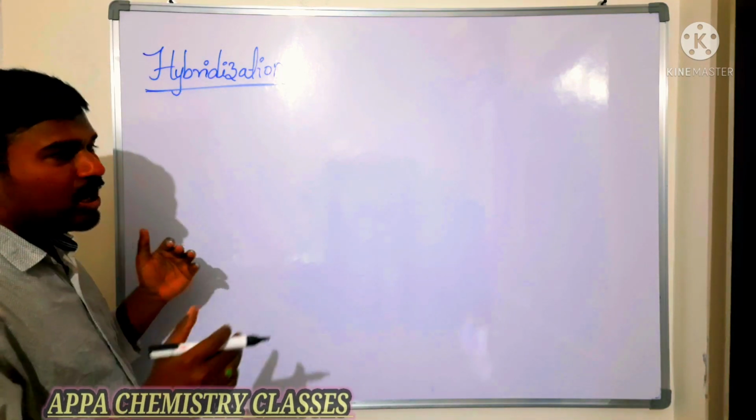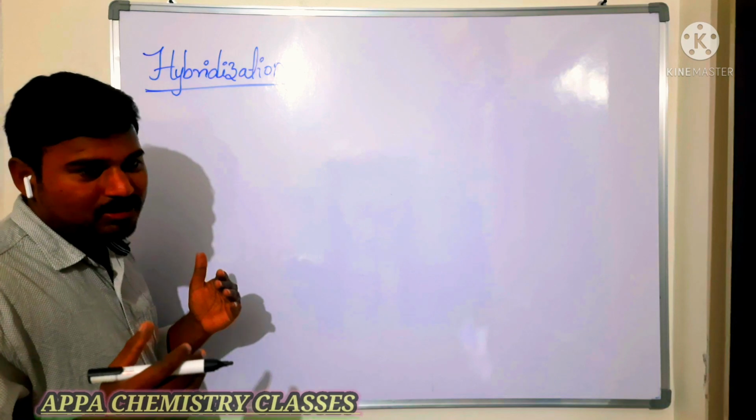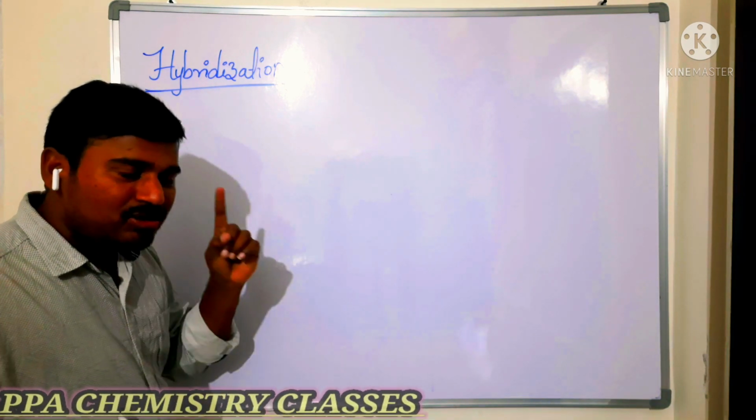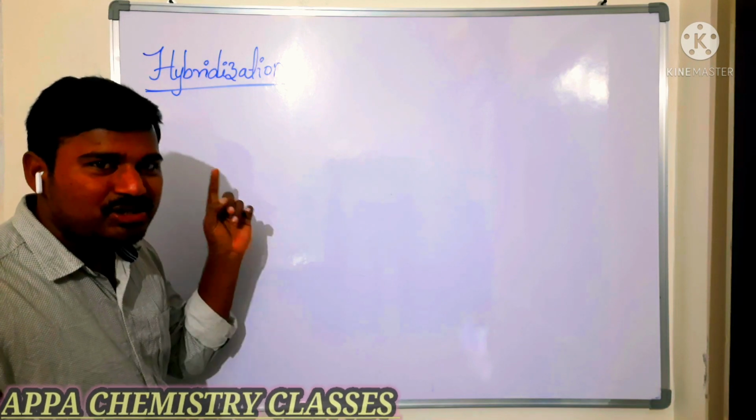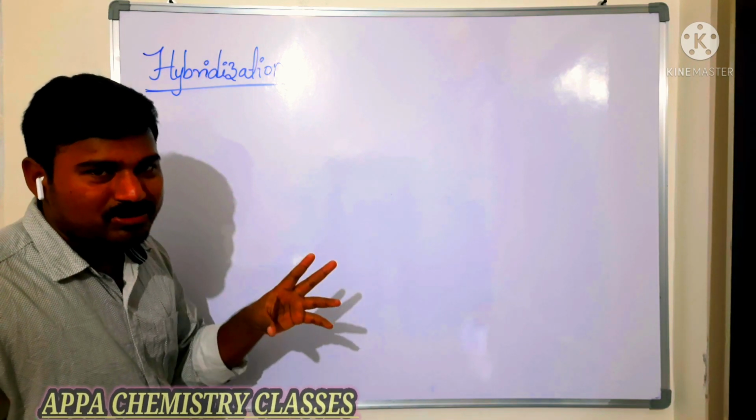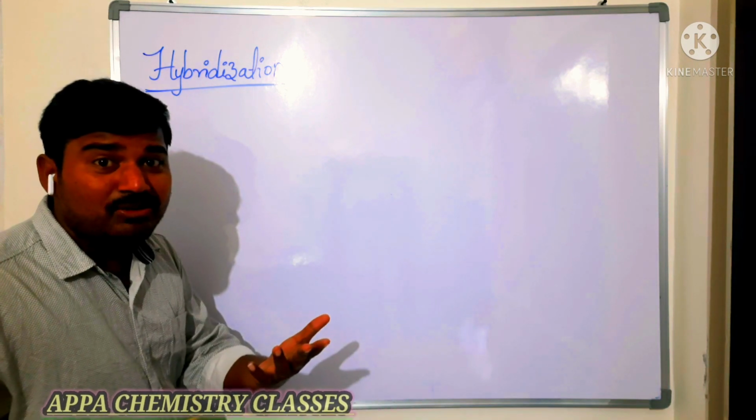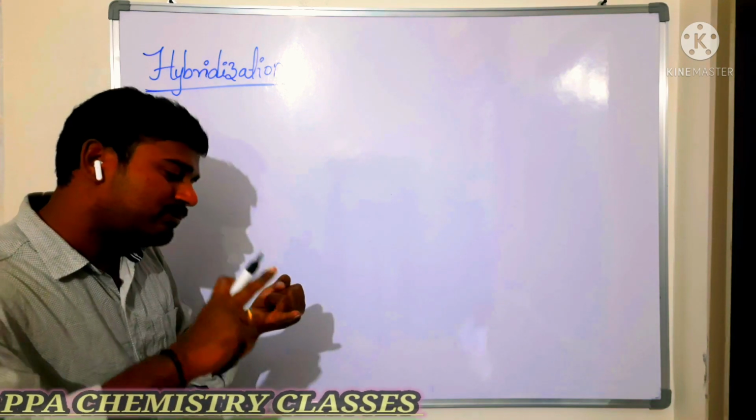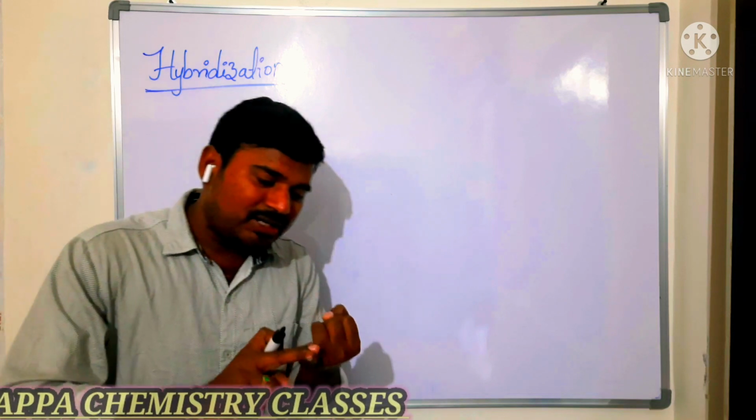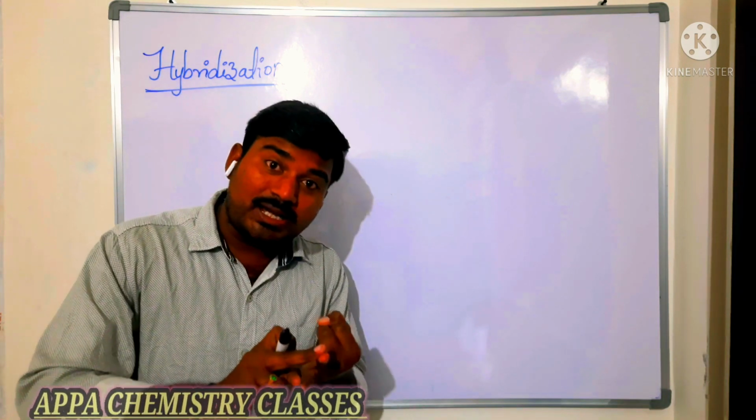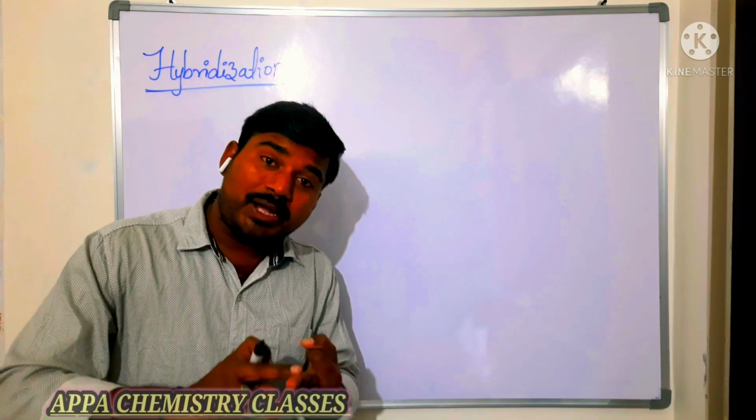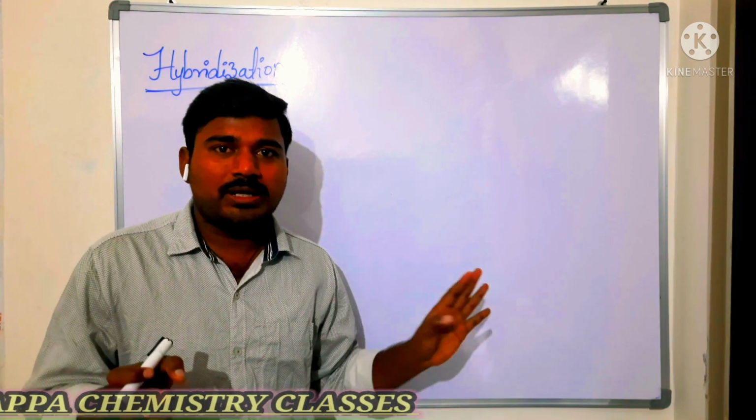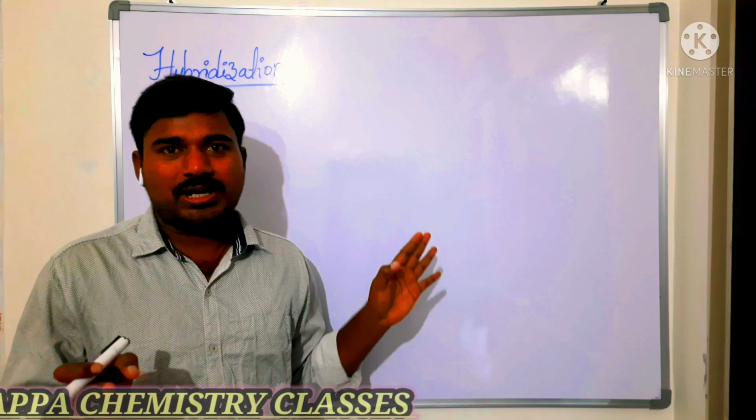Now, how do we calculate the hybrid orbitals? By hybridization, which type of bonds are formed? You remember, by hybridization you get only sigma bonds. Which types of orbitals are involved? All types of orbitals are involved in hybridization: vacant orbitals, single electron containing orbitals, and paired electron containing orbitals. All atomic orbitals are involved. There is no restriction at all.